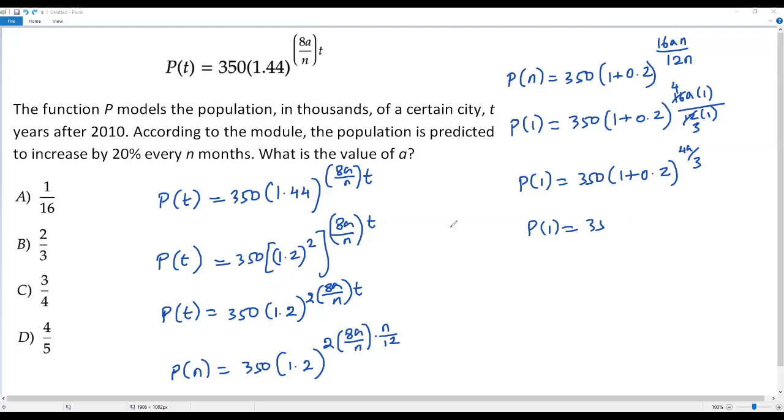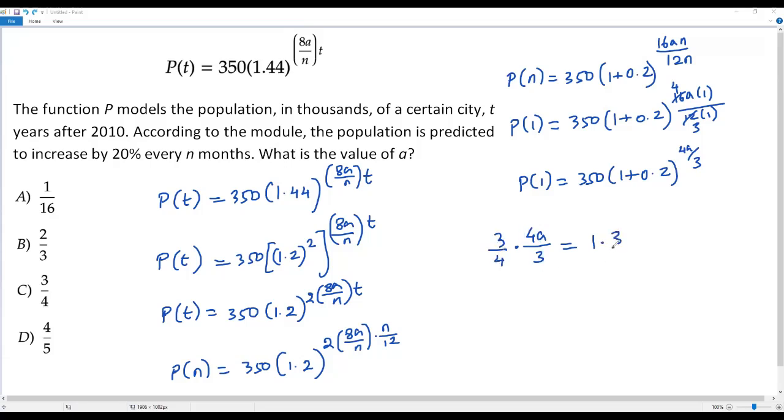So if I want to meet the condition given in the question, that is 20% every n months, the exponent over here, that value of 4a over 3 must be 1, so that the initial population will increase by 20% for n equal to 1. So now we got the idea that the value of 4a over 3 must be 1. Now let's solve for a in this equation. For that we have to get rid of this fraction 4 over 3. For that we have to multiply both sides by the reciprocal of this fraction, that is 3 over 4.